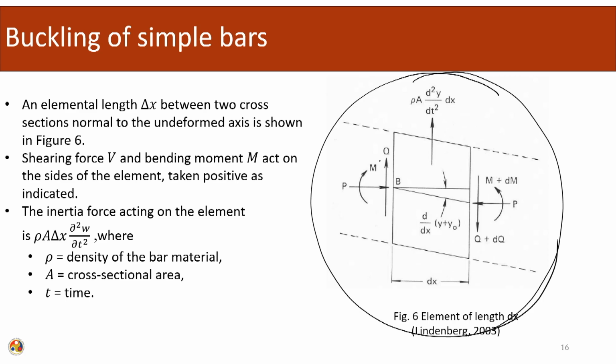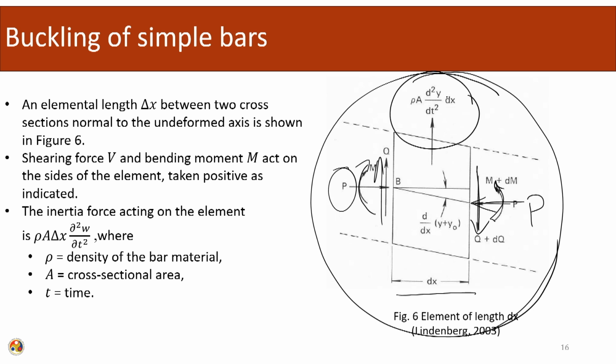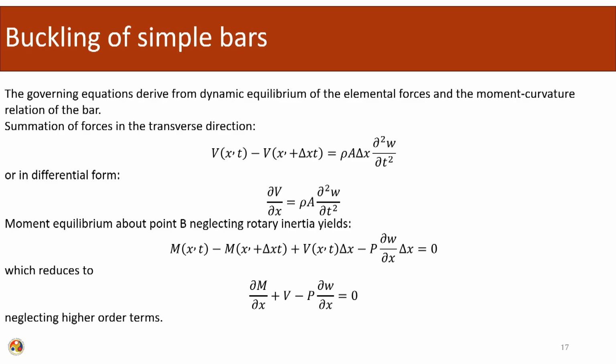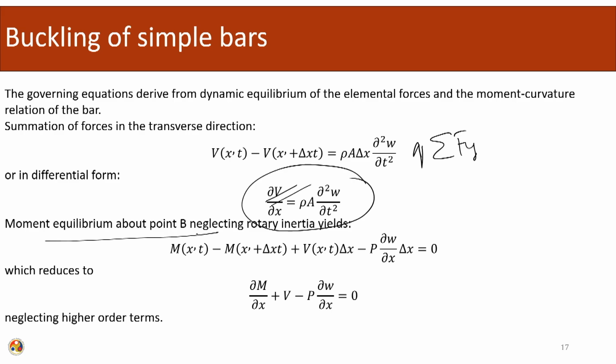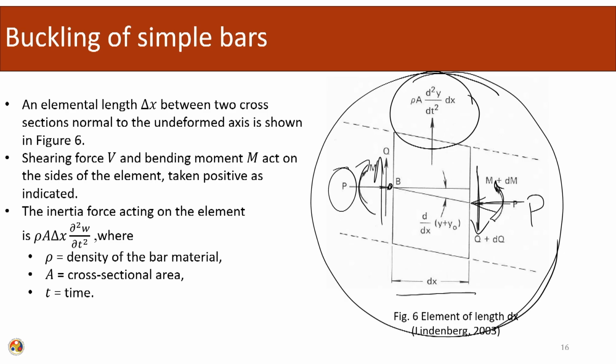We put the resisting moment on the two faces of this differential element, and the shear forces acting on the two faces. We marked the effect of the axial load acting on the two faces. This is the inertia term. After that we did the force equilibrium in the vertical direction, formulated this equation in terms of shear, and did the moment equilibrium about point B.